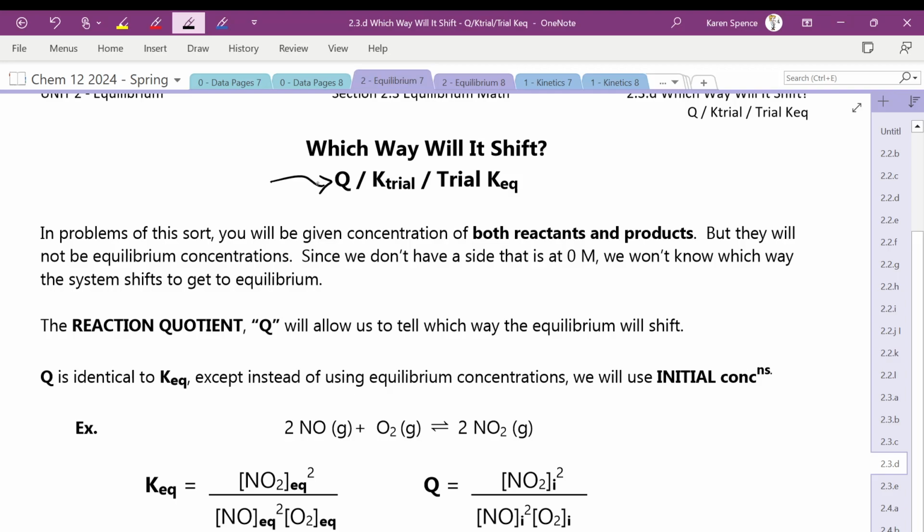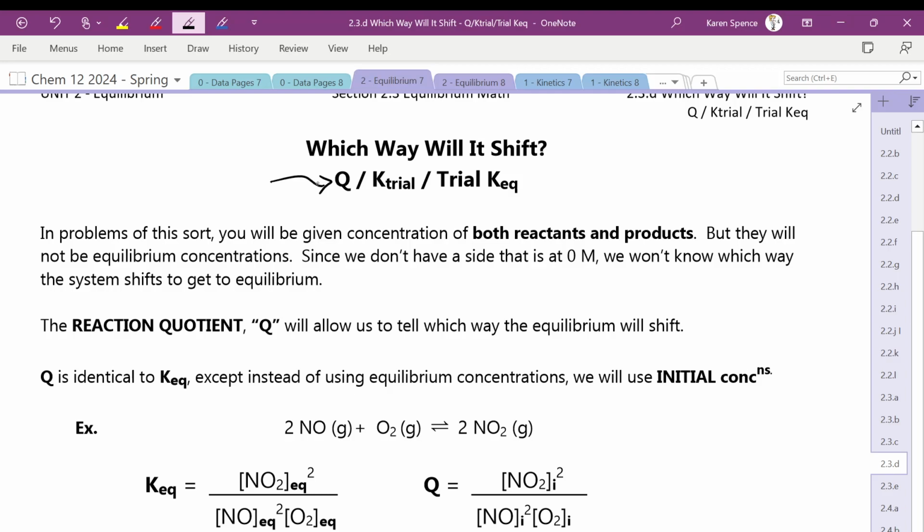That's why I like to call Q the Goldilocks of the equilibrium world. Are you guys familiar with the Goldilocks story? She goes into the house of the 3 bears and the bears have gone for a walk and left their porridge on the table. There's a mama bear, a daddy bear, and a baby bear. She eats the mama bear's porridge and says, this porridge is too hot. She eats the daddy bear's porridge and says, this porridge is too cold. And then she eats the baby bear's and she's like, this is just right. Q is like that. Is it too big? Is it too small? Or is it just right?